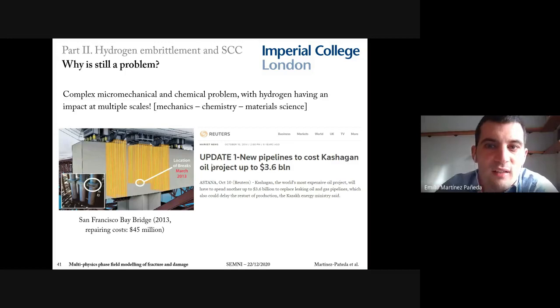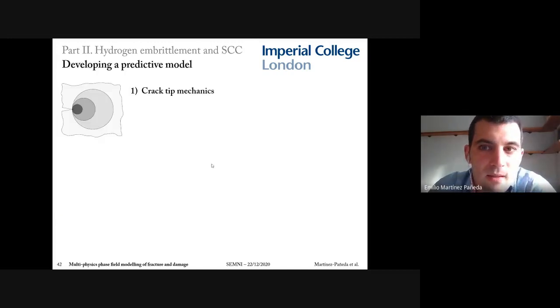So you can see here that this lack of scientific understanding comes at a great cost. Two examples are the failure of bolts in the San Francisco Bay Bridge, with a repairing cost of $45 million US, and the cracking of pipelines in the Kashagan oil rig, which had a repairing cost of $3.6 billion. So I guess one could argue that as an engineer and a scientist, it's very rewarding to work on these kinds of problems that are at the same time fundamental and applied.